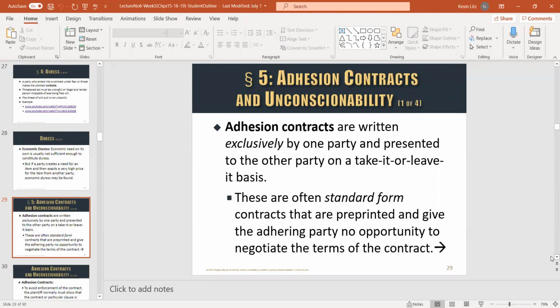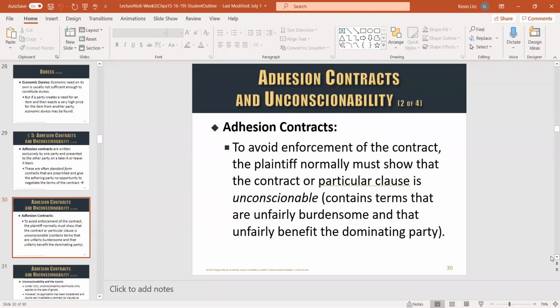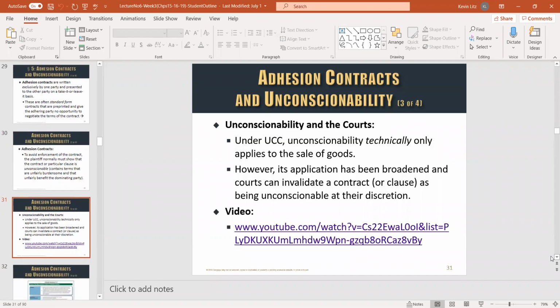Often the court will say, yes, you agreed to all these terms within that adhesion contract, but if you can go to the judge and say, that is so unconscionable, it is so unfair, and it benefits the other side of the contract so much, then there's a chance that the judge will set it aside as unconscionable. Let me let you look at this video having to do with unconscionability on the hypertext link on slide 31.